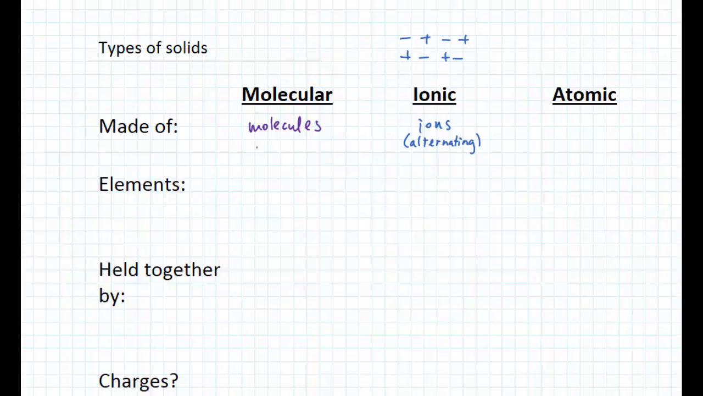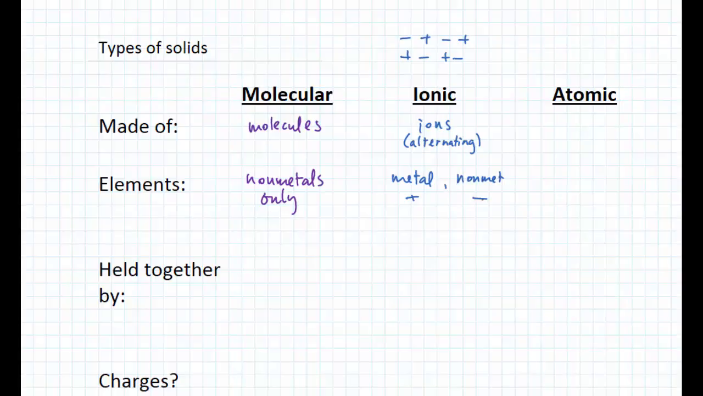What kind of elements make up molecules? What kind of elements, though? From what part of the periodic table? Nonmetals only. That's good. Whereas if we had an ionic compound, that would usually contain a what and a what? Metal and a non-metal.